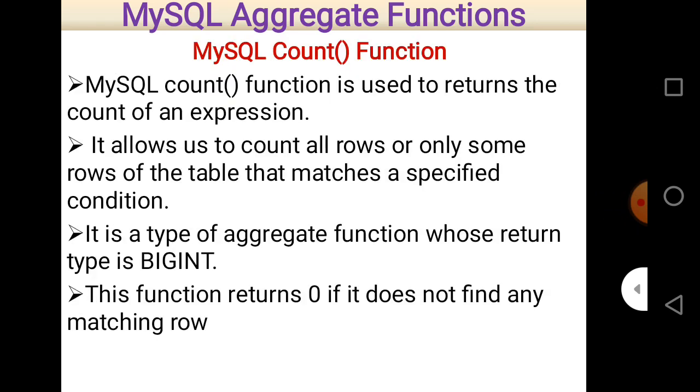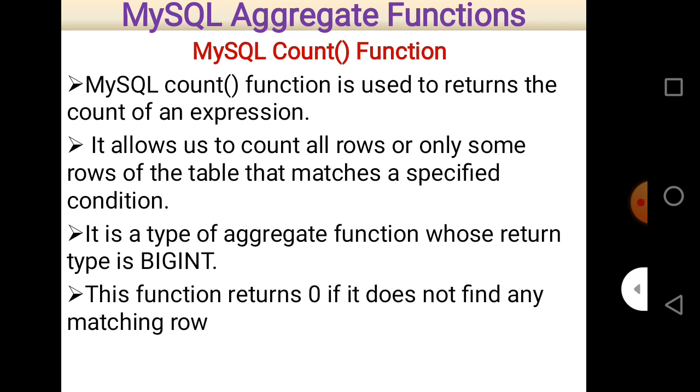MySQL count function is used to return the count of an expression, any number of counts, row counts, or record counts. It basically returns the number of records according to our need or the condition specified in a query, and it allows us to count all rows or only some rows of the table that match a specified condition. Whatever condition is specified in a query, it counts all those rows or records in a table.